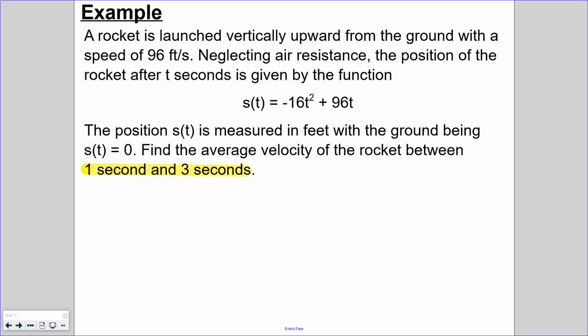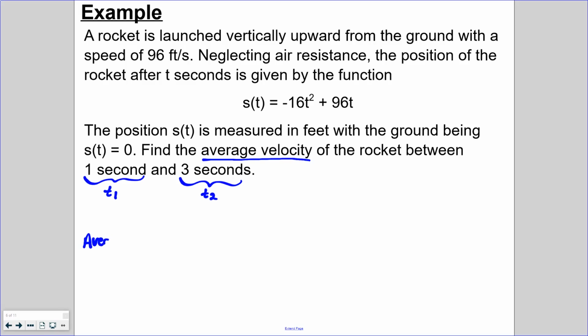So here we go. Here we have our interval for the average rate of change. We're trying to find the average rate of change over these seconds, from 1 second to 3 seconds. So right away, let's just call 1 second our t sub 1, and our 3 seconds our t sub 2. Alright, so then we can use our average rate of change formula, but more specifically, we're looking for average velocity, remembering that velocity is a specific rate of change.